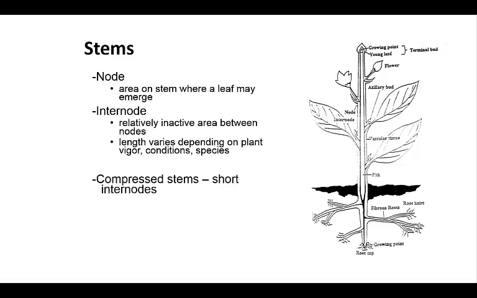Stems that are compressed just simply have short internodes. They still usually have all the same nodes as a plant that is not compressed. And elongated stems have longer internodes.